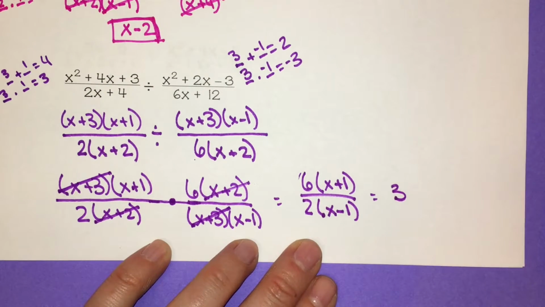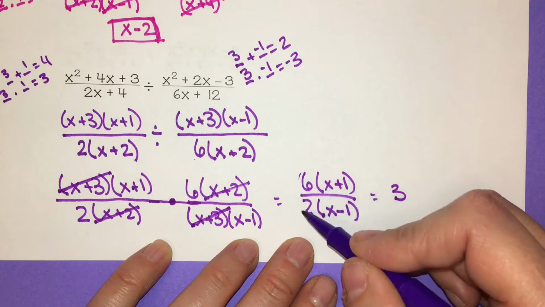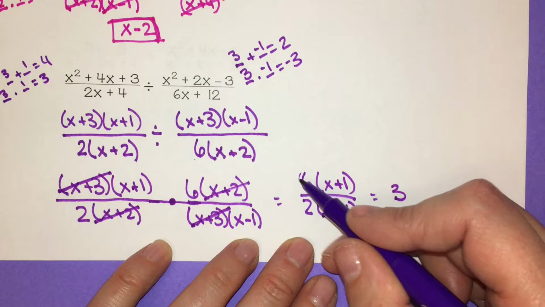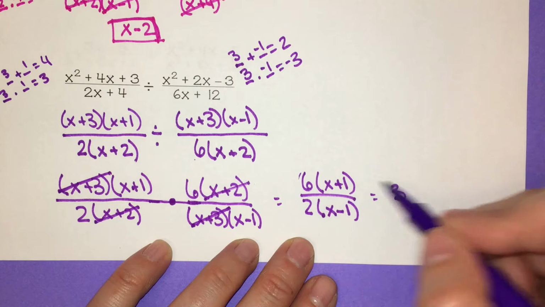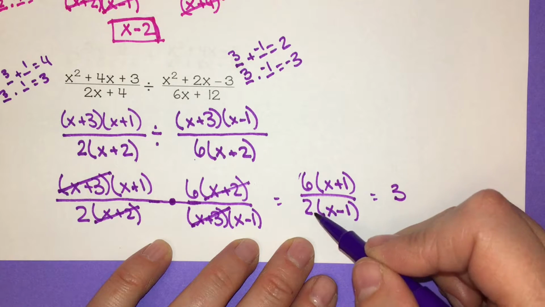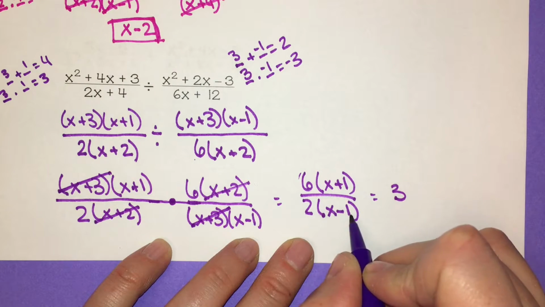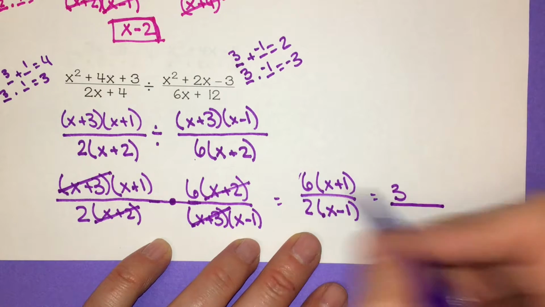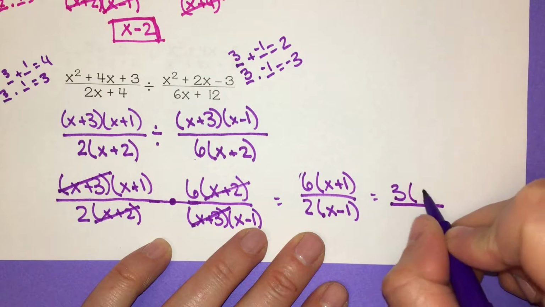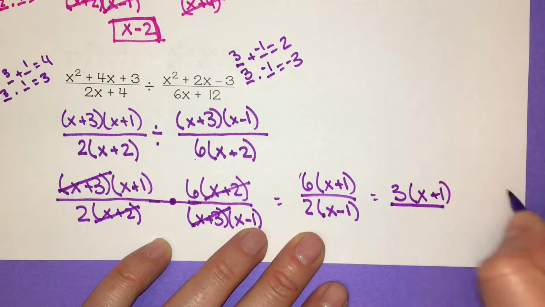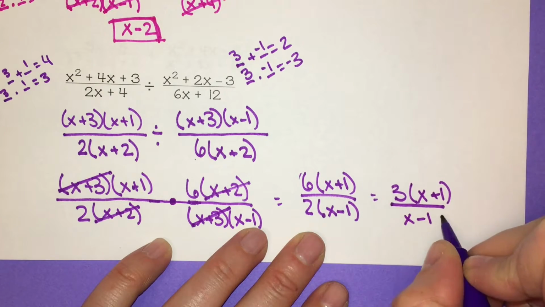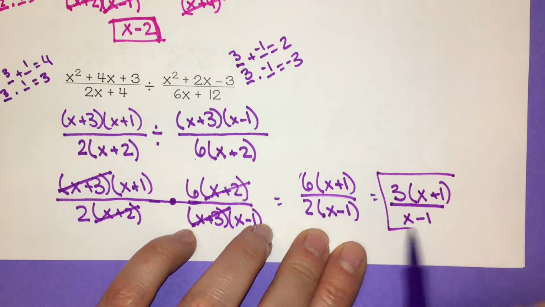So I'm going to leave it on top. Because, well, you can also divide top and bottom by 2. 6 divided by 2 is 3. 2 divided by 2 is 1. And 1 times anything, 1 times x minus 1, is just x minus 1. So 3's on top. 3 times x plus 1 over x minus 1 is my answer.